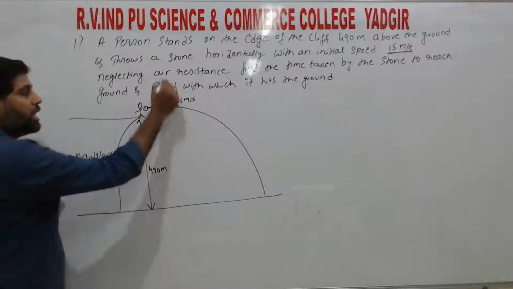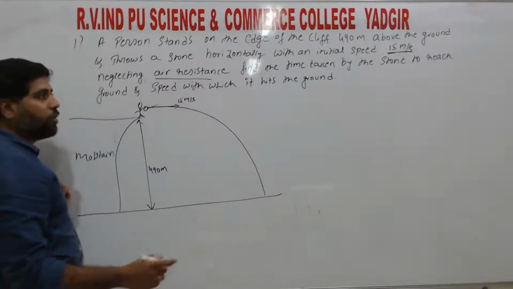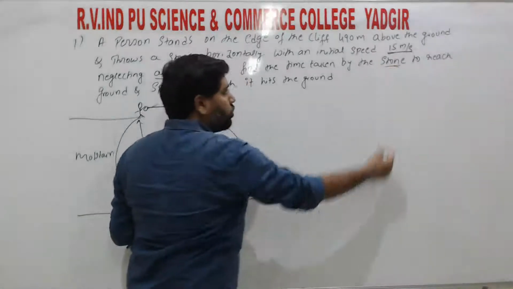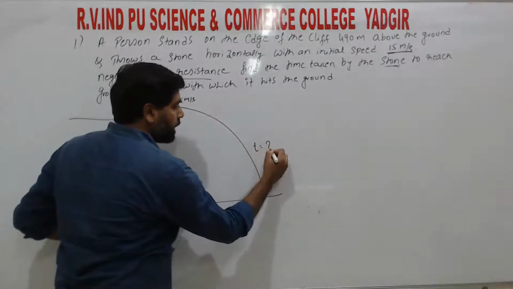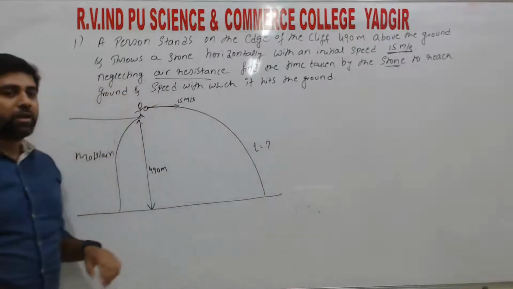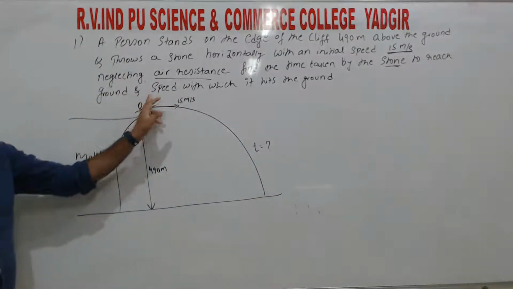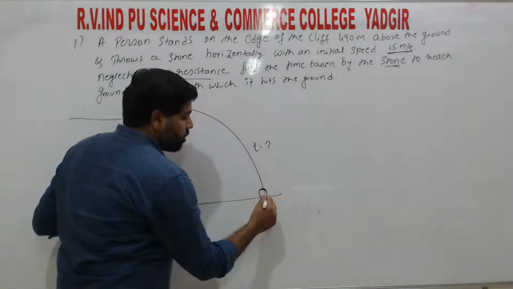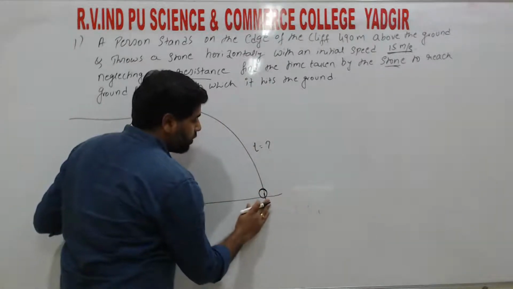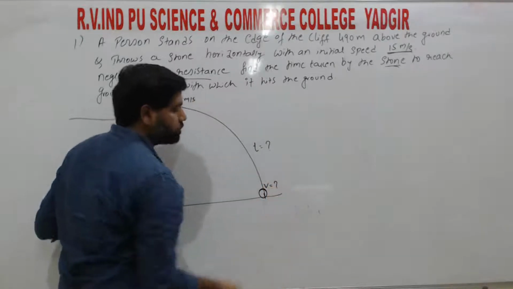Right? So neglecting the air resistance, find the time taken by the stone to reach the ground. Next, the speed with which it hits the ground. So when the stone reaches the ground, we need to find out the speed of the stone.